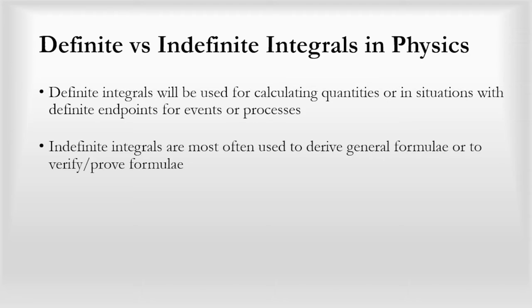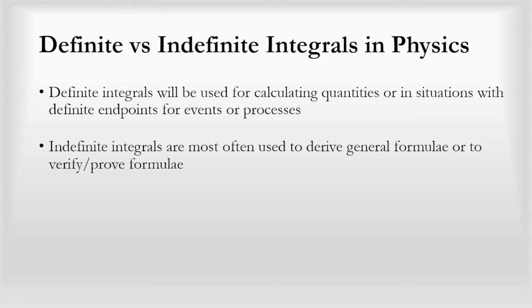So you may have a block sliding down a curve or something. You may have an ideal gas that is being compressed under constant temperature. There are different endpoints for events or processes that we will be interested in, and we can use a definite integral to look at that. Indefinite integrals we use most often to derive general formulae or to verify or prove formulae, because as physicists we like to prove things too. Understanding where equations came from rather than just that there is an equation.